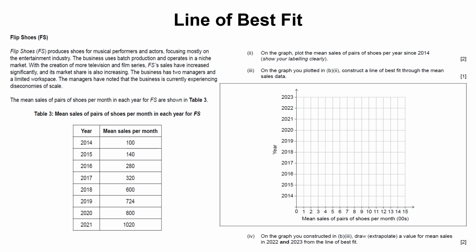Now, having a look at it, I've included some of the questions on the right hand side there. On the graph, plot the mean sales of pairs of shoes per year since 2014. On the graph you plotted, construct a line of best fit through the linear sales data. So this is what they're attempting to test you on. Now 4.3, the only real difference, you have to use what's called 3-point moving averages. Now a revision video will be going up on our channel for that in the very near future, so again watch that and make sure you link it across.